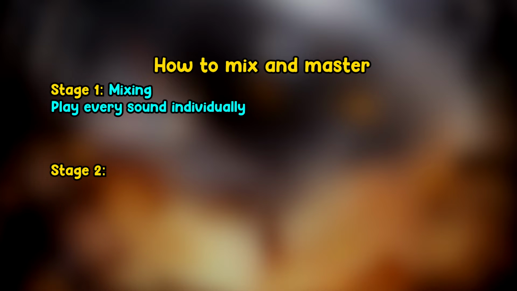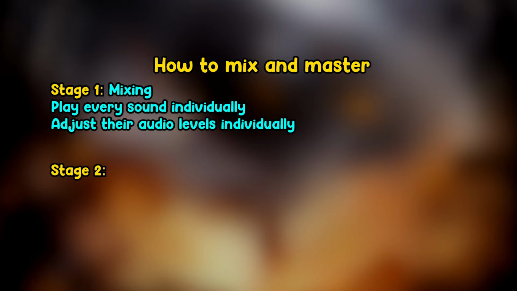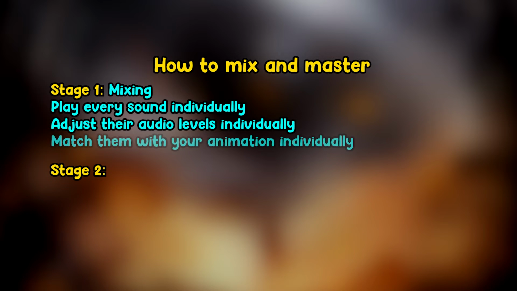Now let's talk about how to mix and master. For your animation project, to use the sounds in your animation, there are two stages. The first one is called mixing stage. In this stage, you play every sound individually and adjust their audio levels individually and match them with your animation individually. The next stage is called mastering stage.